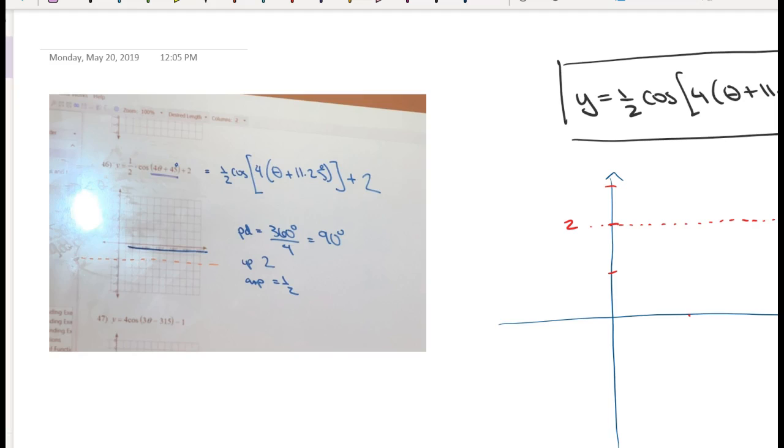If you look at Alia's picture here, well, Alia, you got some glare going on there. I'm going to rewrite it over here, okay? So this is what we did in class. Remember, we factored the 4 out, okay? We wrote down the period, wrote down the vertical shift, wrote down the amplitude.